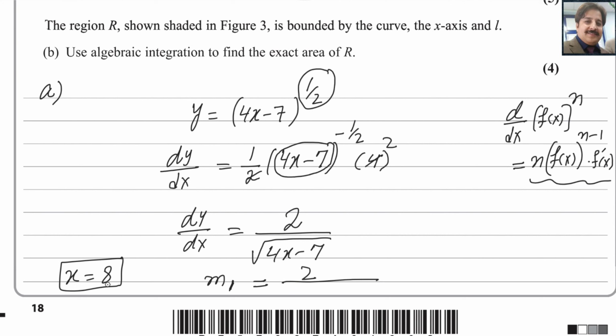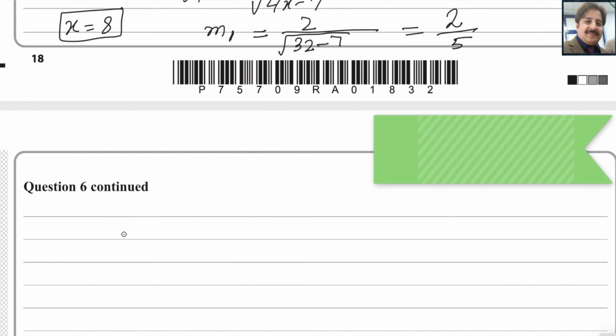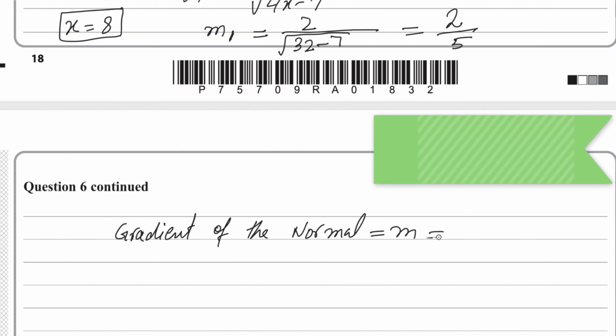4 multiplied by 8 is 32, 32 minus 7, then 2 over the square root of 25. The square root of 25 is 5, so it will be 2 over 5. This is the gradient of the tangent line. But we want to find the gradient of the normal. Let's say that is m, and we always take the negative reciprocal of this one, as I told you earlier.